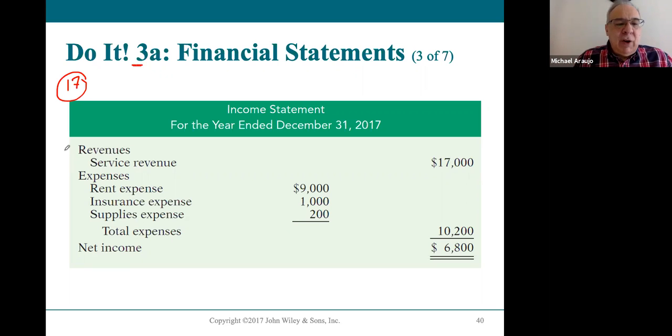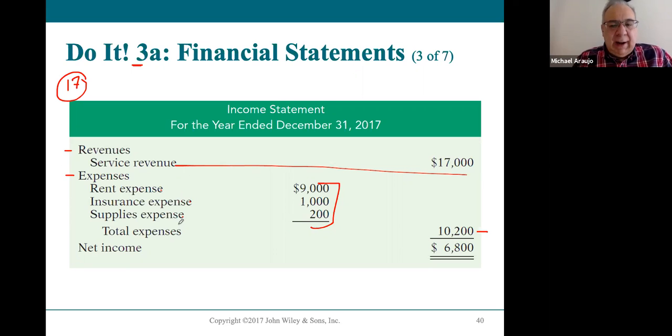So again, revenues and expenses, but the specific revenue is listed, and the specific expenses are listed, for a total. You might notice here, this book likes to put expenses from big numbers to small numbers. That's perfectly okay. But if you did small to big, I wouldn't mark you wrong, because at least you've identified all 3 of the expenses properly.